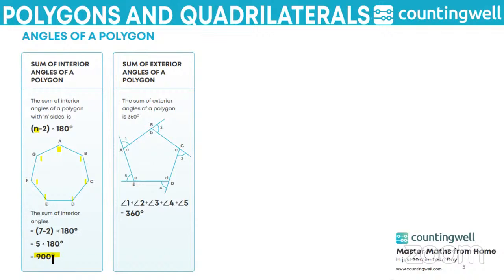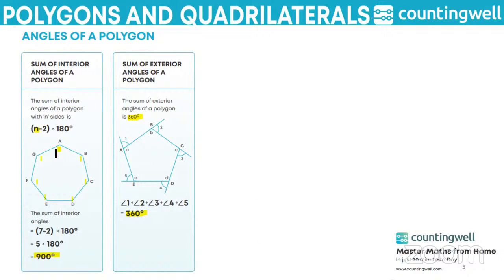Let us see what is the sum of exterior angles of a polygon. The sum is always fixed for the exterior angles of a polygon. So here you can see angle 1 is an exterior angle for polygon A, B, C, D, E. Similarly for angles 2, 3, 4 and 5. And if you add them, you will always get the sum as 360 degrees.